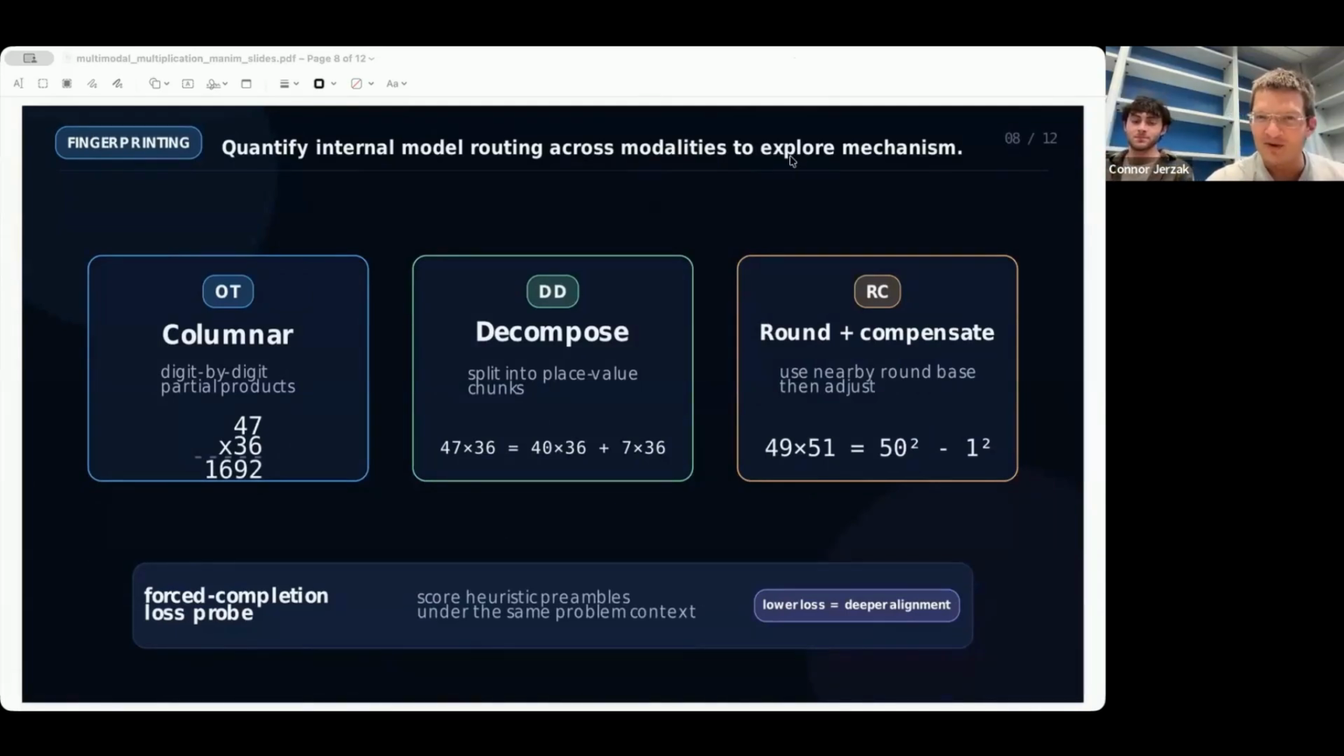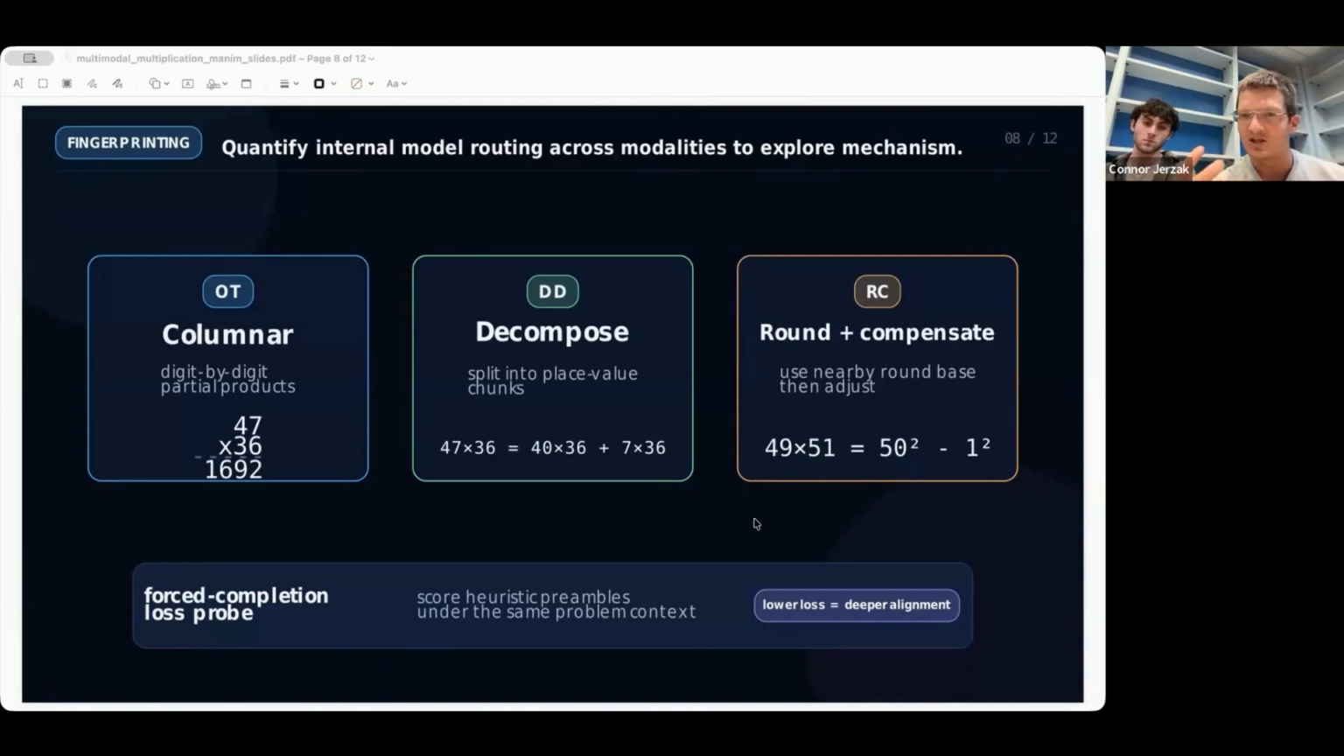The paper will compare three heuristics for performing arithmetic. OT here will denote columnar schoolbook style arithmetic. DD will denote decomposition, where we decompose operands into place value chunks. RC will denote the approach whereby we round to nearest bases and then compensate for that rounding. Instead of trusting self-reports of the model, we're going to score short heuristic-specific continuations under forced completions. A lower loss here will mean that the model finds that continuation more natural in that problem context.